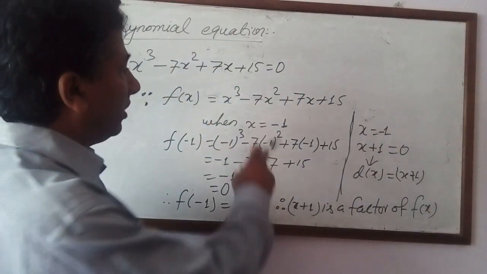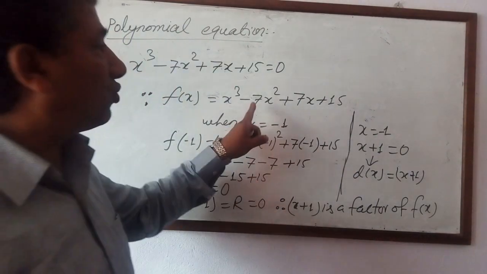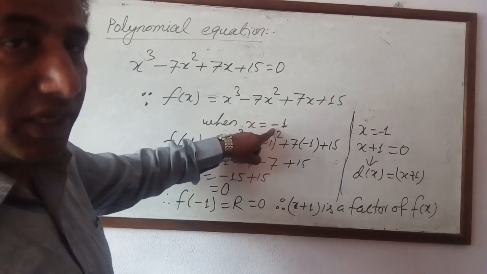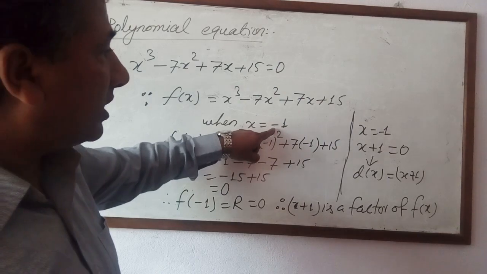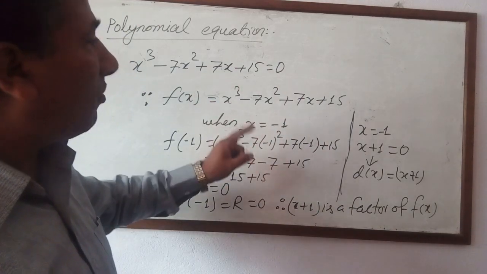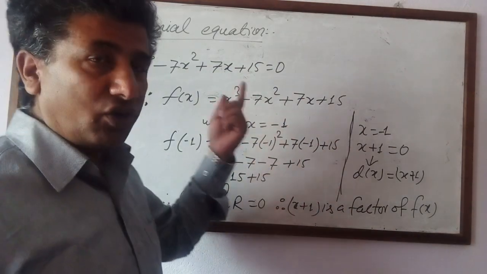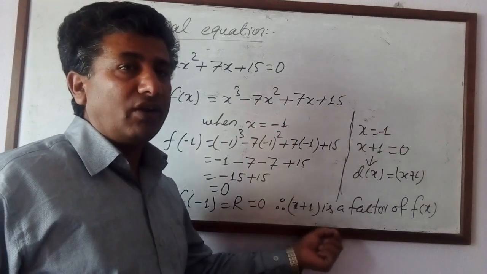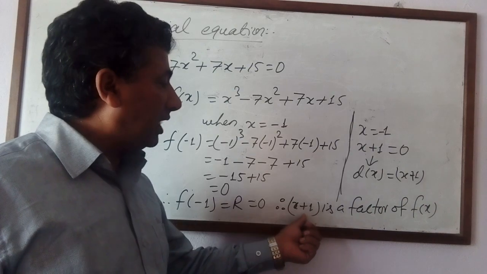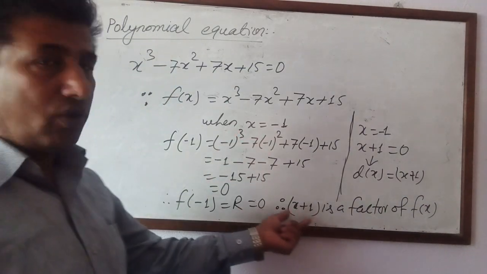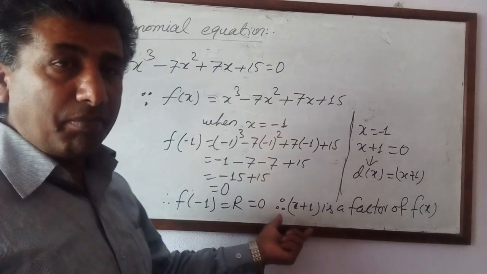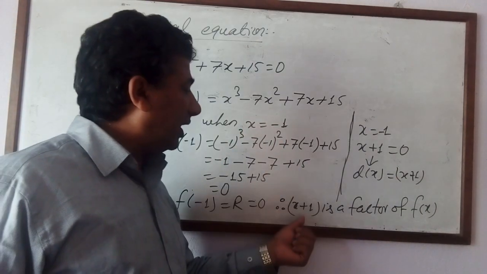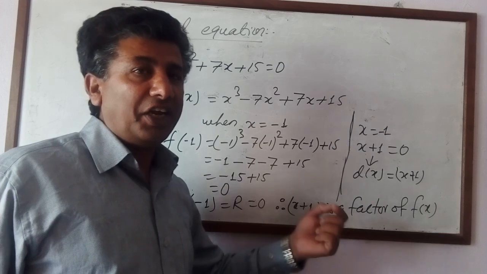Now, therefore, x equals minus 1 is one solution of this equation. One root of this equation is x equals minus 1. One answer is this. Still, we have to find two more values because it has a total of 3 values, because the power is 3. Two more factors we have to find. In this way you can also find two more factors by the same method. Now, to find two more factors, we'll take the help of synthetic division.